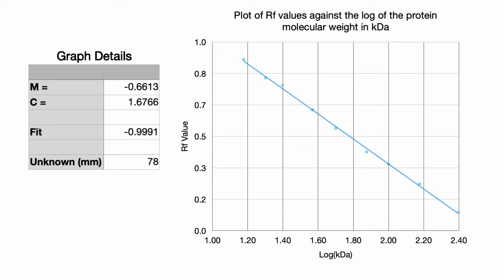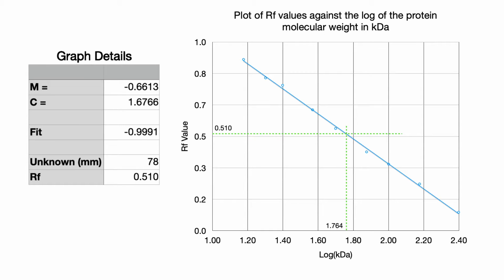Our unknown is at 78 millimeters, which as we know is a retention factor of 0.510, and then we can plot this value on the graph. We find 0.510, we draw a line across, and then we drop a line down from the intercept from the graph line, and that gives us a final value of 1.764.